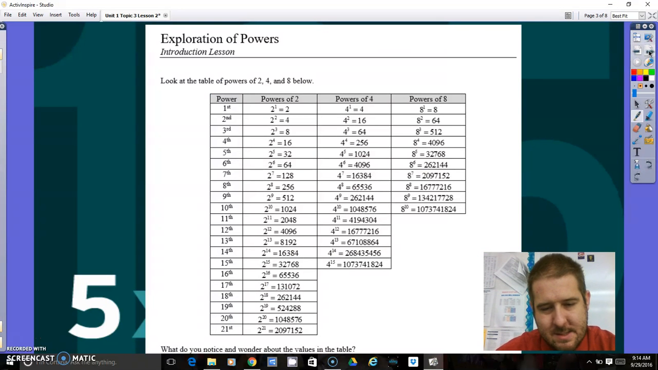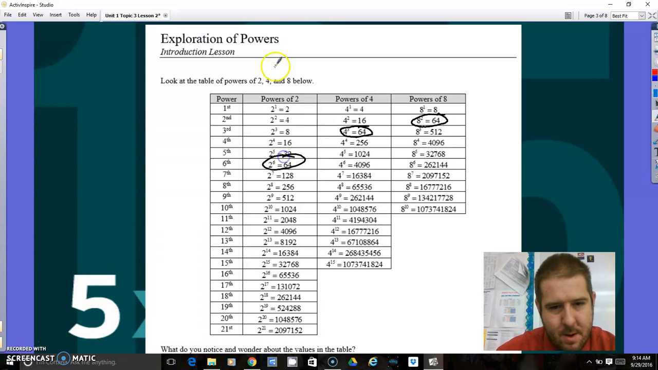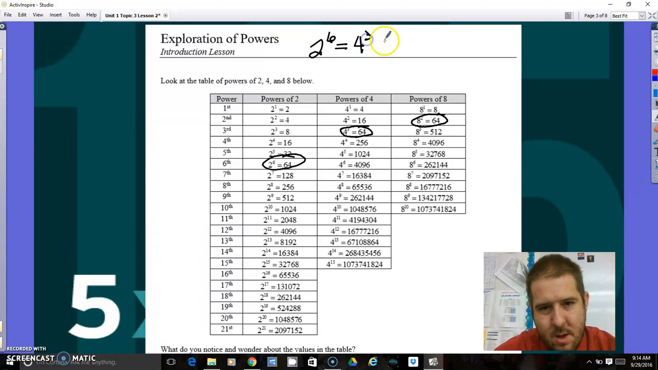So this lesson is about discovering how things can be the same with different powers and finding what the pattern could be. It's all about patterns here. So we're finding that if this is 64 and this is 64 and this is 64, that means 2 to the 6th is the same thing as 4 to the 3rd, which is the same thing as 8 to the 2nd. What you should have noticed in this lesson is that the base of 2 is always going to have twice the exponent of base 4. I'll prove it to you.